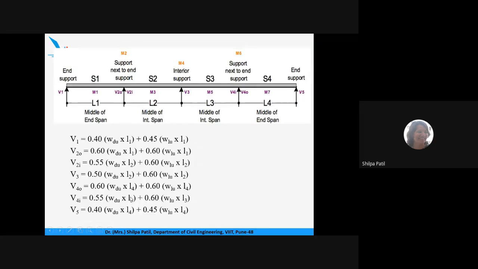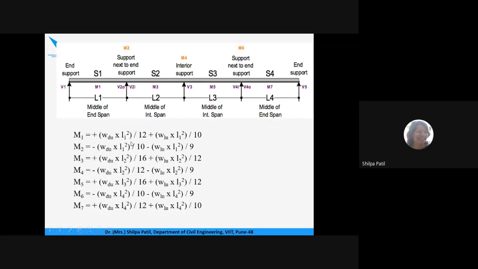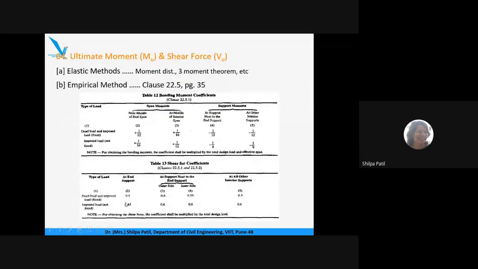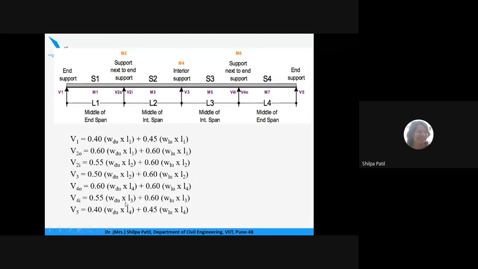So in this fashion, this is our end support. The V1, that is the shear force at the first support, is 0.4 W into L1 plus 0.45, because of the live load. Okay. Now, how many end supports are there? We have this end support and this end support. So the expressions for V1 and V5 will be the same.